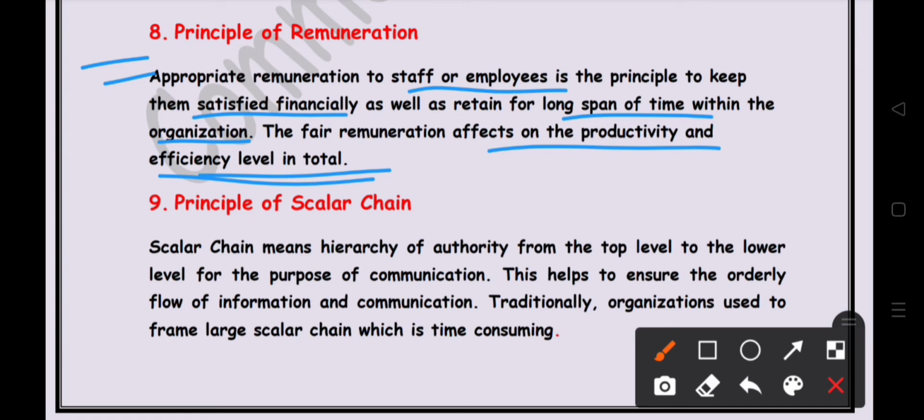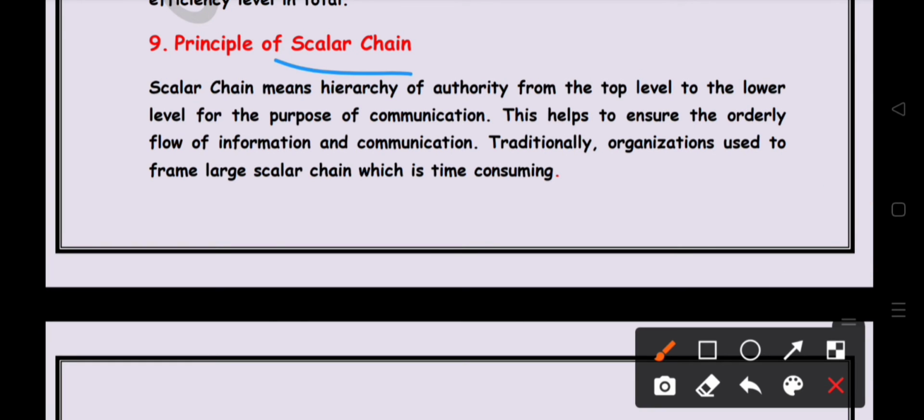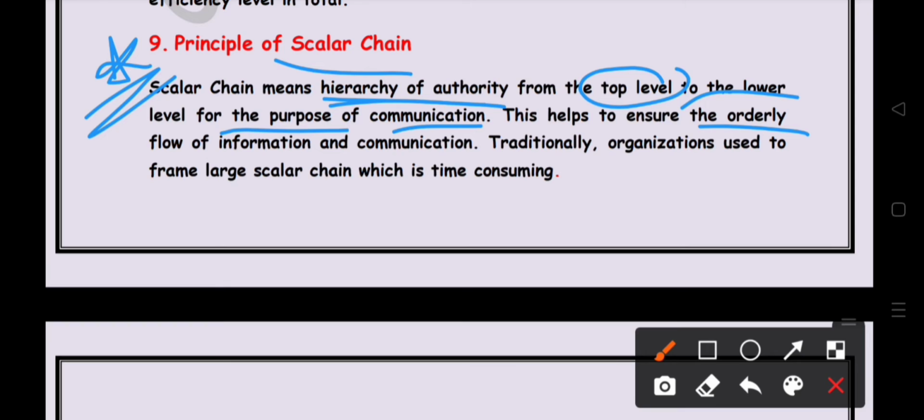Then next, the principle of scalar chain. This is one of the important principles here. Scalar chain means the hierarchy of authority from the top level to the lower level for the purpose of communication. Scalar chain means what? It is the hierarchy, or the system, followed for communication in the organization. It helps to ensure the orderly flow of information and communication.